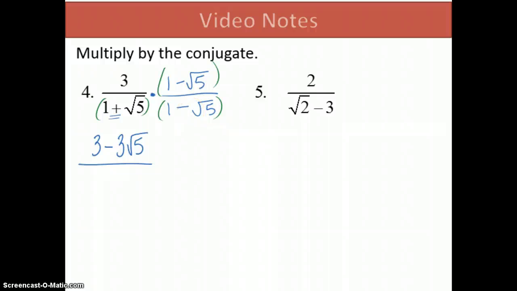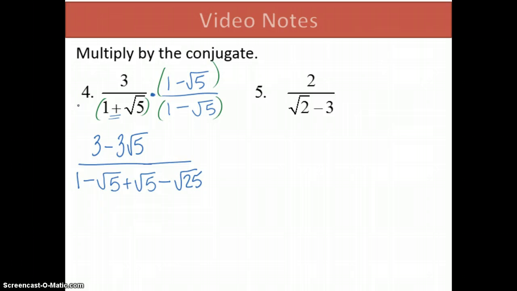Anyway, we're going to FOIL. I'm going to write it all out so you can see every step. We've got 1 times 1, which is 1. We've got 1 times minus root 5, which is minus root 5. We've got 1 times positive root 5, which is plus root 5. And then we have root 5 times root 5 with a negative here, so this will be minus root 25.